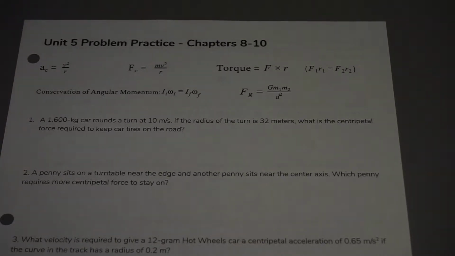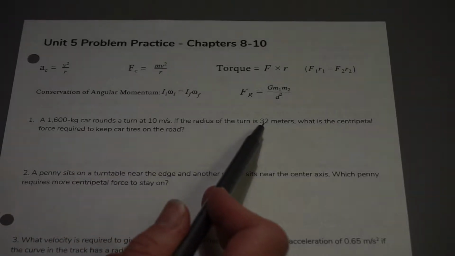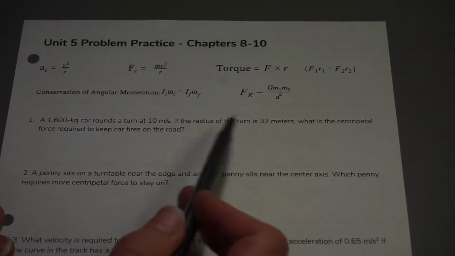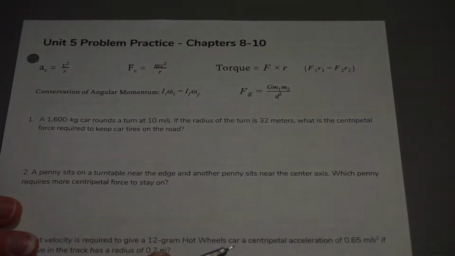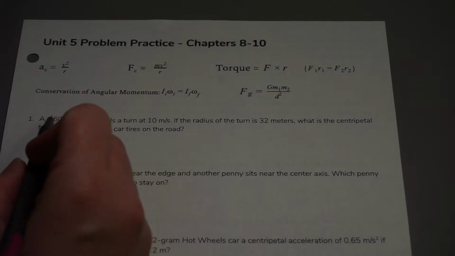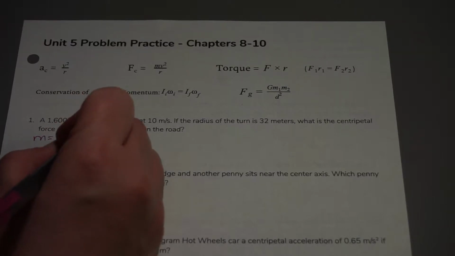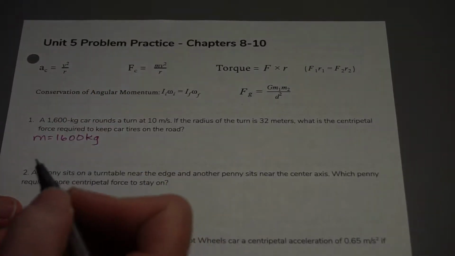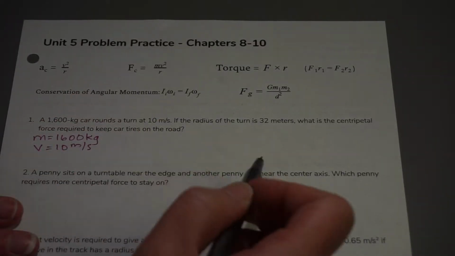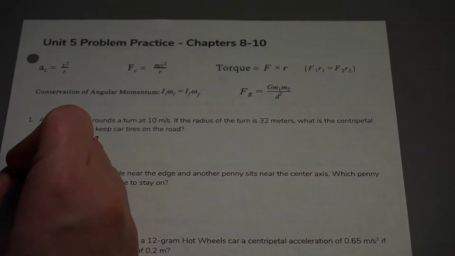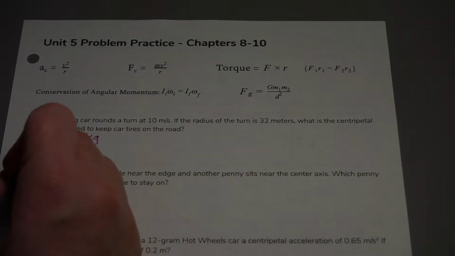Number 1, a 1,600 kilogram car rounds a turn at 10 meters per second. If the radius of the turn is 32 meters, what is the centripetal force required to keep the car tires on the road? Just like every problem we've worked in physics so far, the easiest way to get started is to label the numbers that we have to work with. We have a mass equal to 1,600 kilograms. We have a velocity of 10 meters per second. And we have a radius for our turn, which is 32 meters. We are looking for centripetal force.